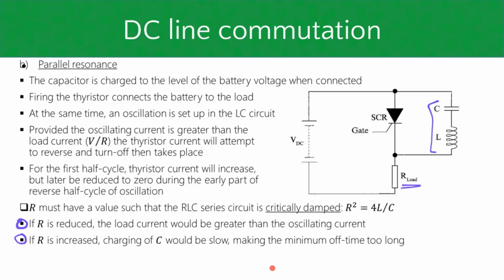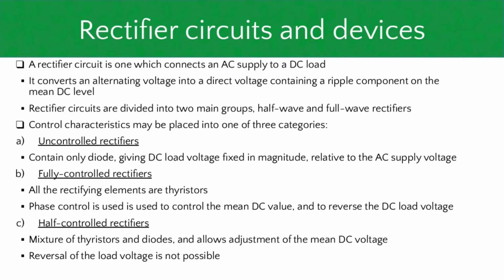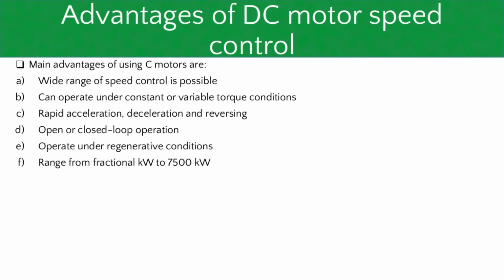Okay, so there's an example of how the chopper circuit works. I'm not going to go through this. It's essentially just to calculate the size of the capacitor here. And then there are also the different types of rectifiers. There's quite a lot of reading here, and this is the main advantages of using DC.